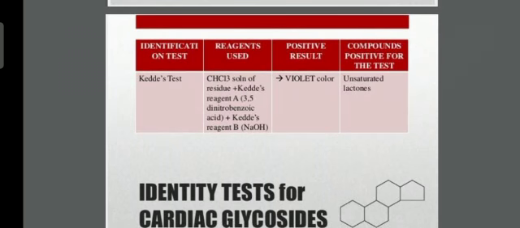Next one is the identity test for the cardiac glycosides. The identification test is the Kedde test. The reagents used are a solution of the residue in trichloromethane, Kedde reagent A, 3,5-dinitrobenzoic acid, plus Kedde reagent B, sodium hydroxide, and then we get violet color. We can say that the compound is unsaturated lactones.